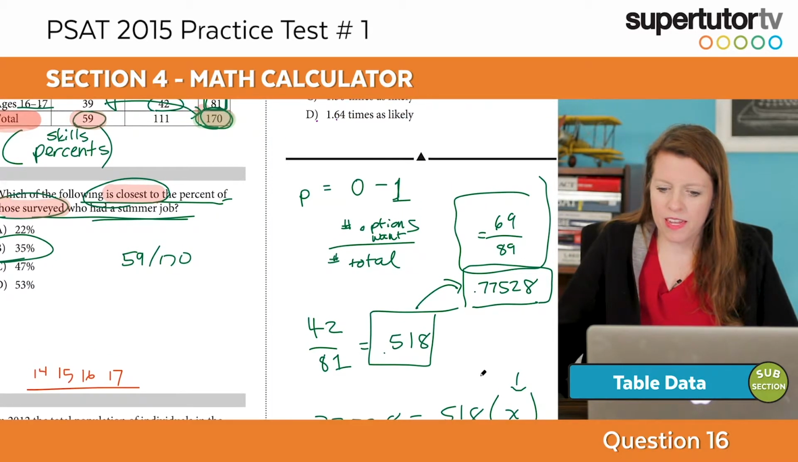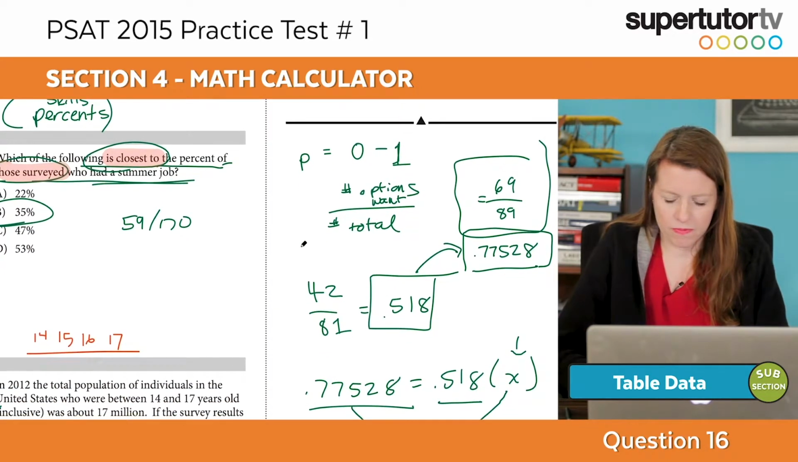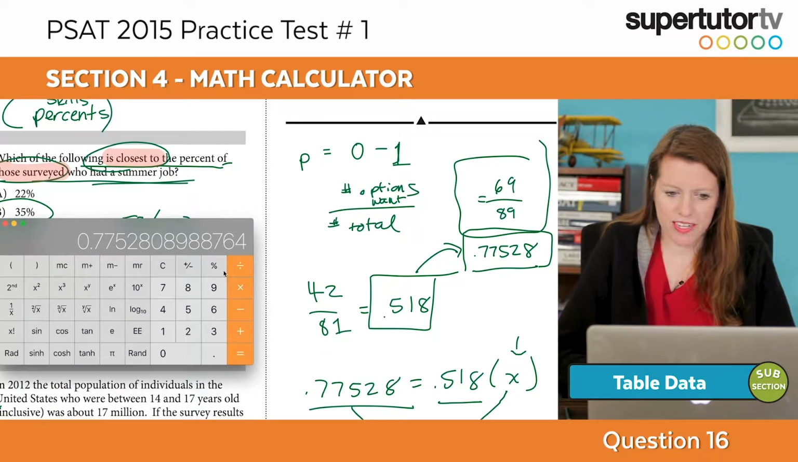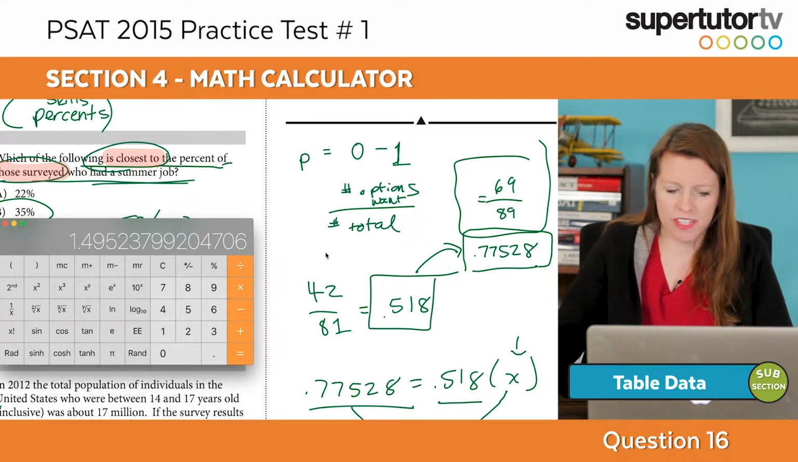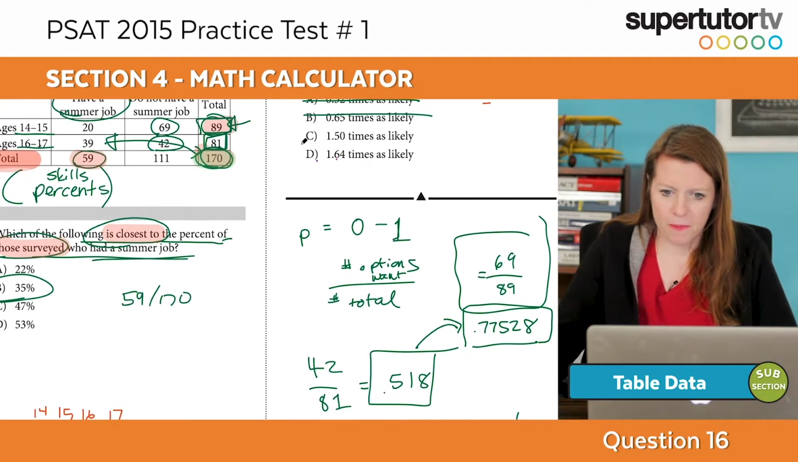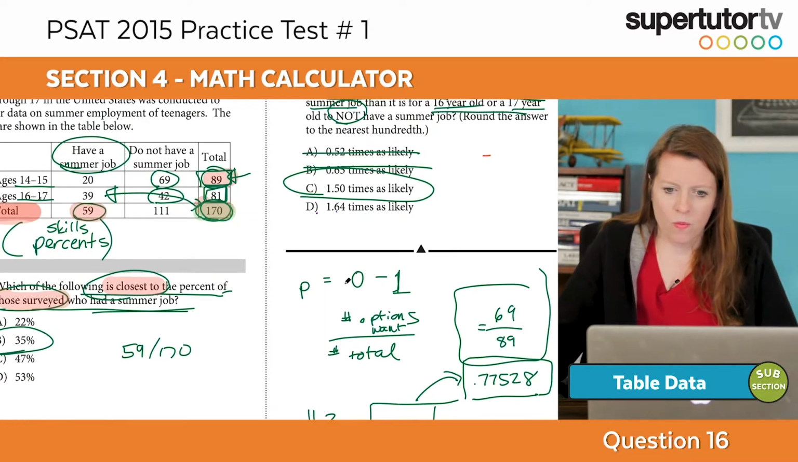So it's going to be some number over 1. I know that to start off. Now I'm going to divide. So I'm going to take my 0.775 ugly thing. I'm going to divide it by 0.518. I think it's 0.5185. And I get 1.495. Well, that rounds to the nearest tenth to 1.5. So I'm going to put 1.5 times as likely. And I'm done. Cool.